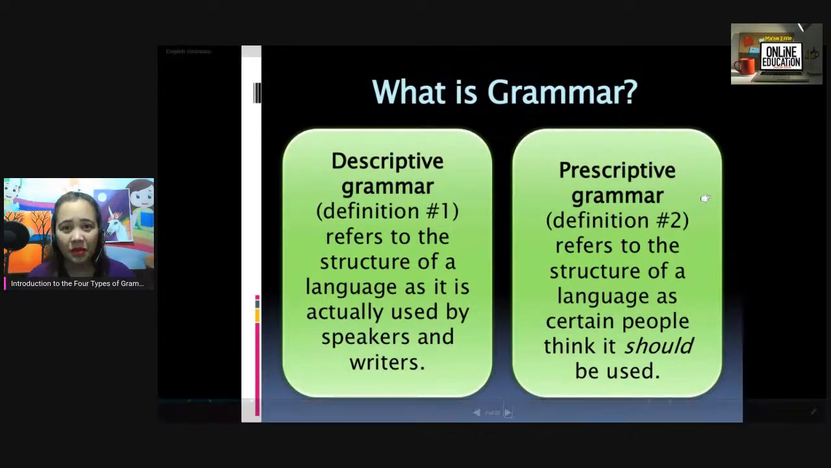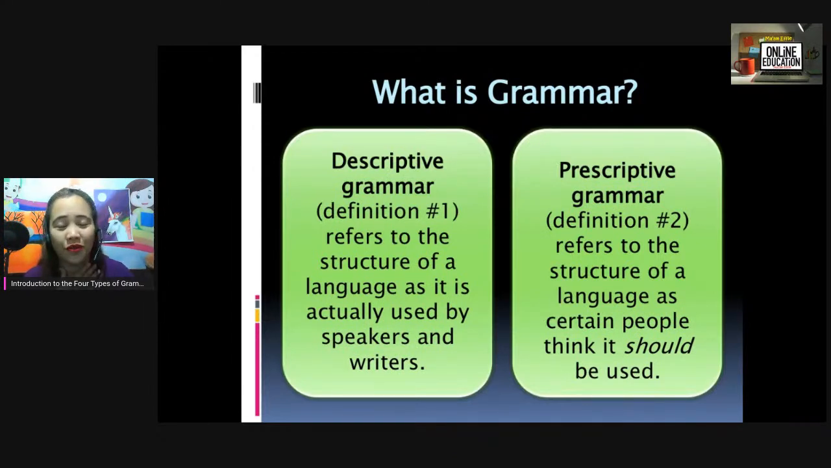We have these four types of grammar, right? So these are actually our focus in this lesson. We have descriptive grammar, prescriptive grammar, functional grammar, and pedagogic grammar.